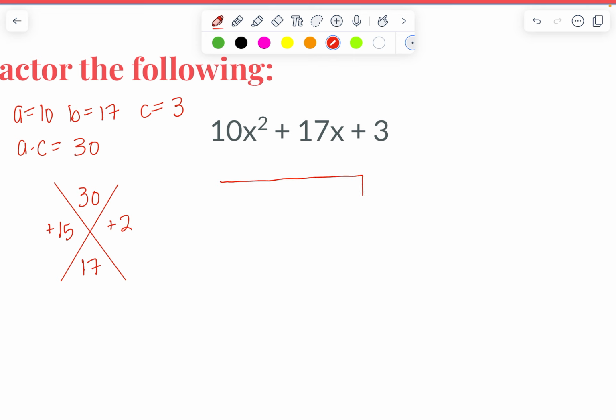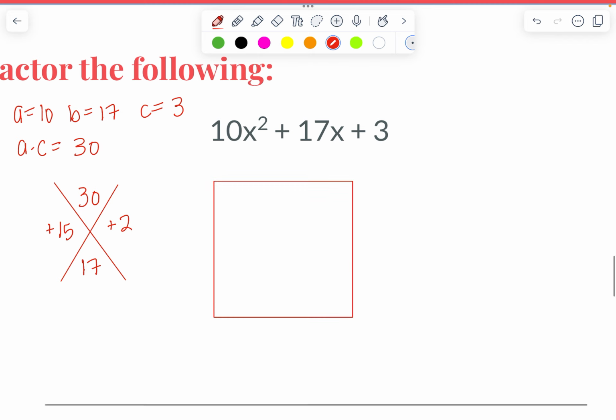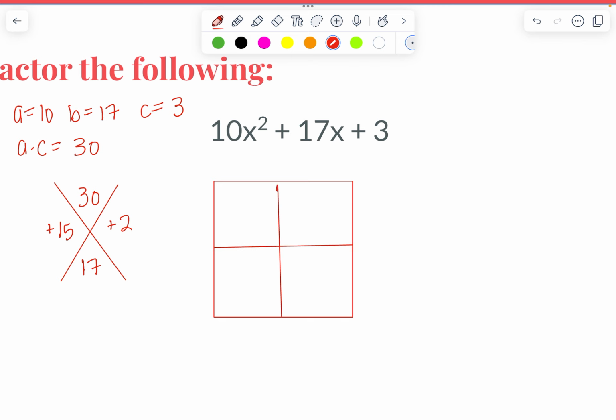Now, if A was equal to 1, we could almost be done and just write our final factors, but when A is bigger than 1, we have to also use a box. As we're using our box, we know that our ax squared term is always going to go here. So 10x squared is going to go here. Our C term is going to go here. So 3. And then we know that 17 got split up into 15 and 2. So these are going to be 15x and 2x.